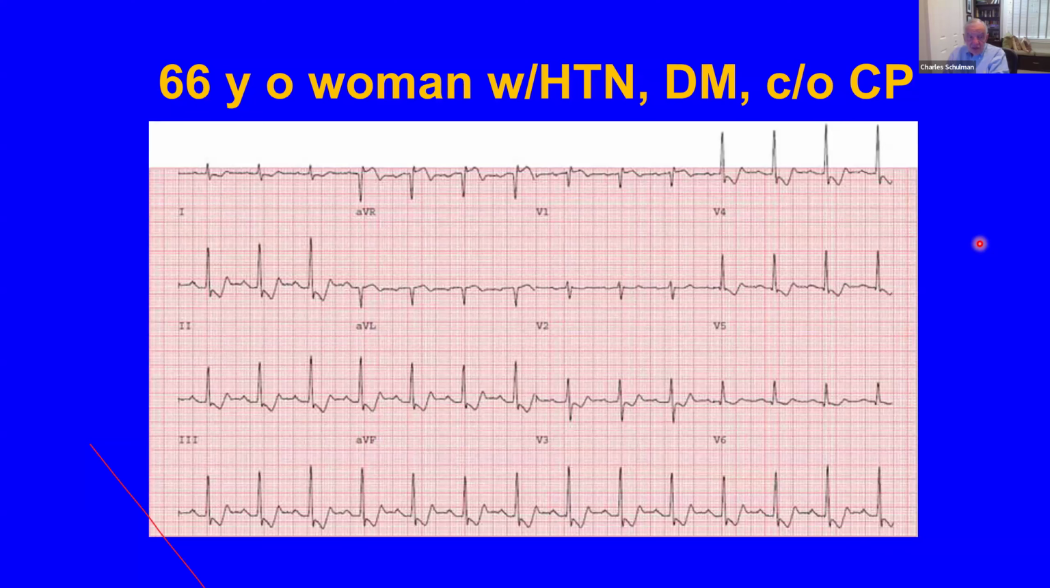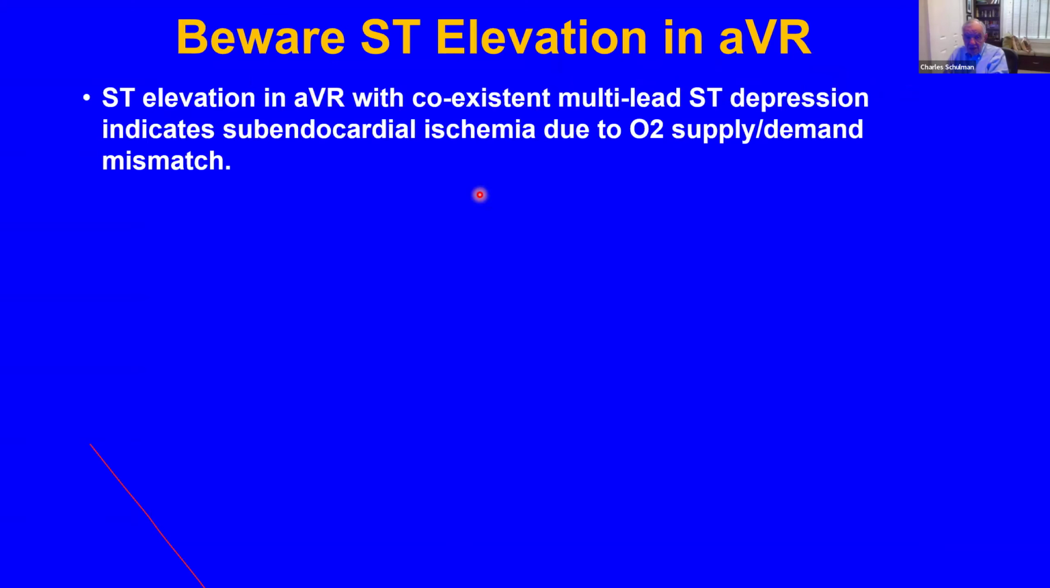Here's a 66-year-old woman with hypertension and diabetes who complained of chest pain. And she has widespread ST depression in 1, 2, 3, aVF, and V3 through V6, possibly a suggestion in V2. But she also has ST elevation in lead aVR. Beware ST elevation in lead aVR.